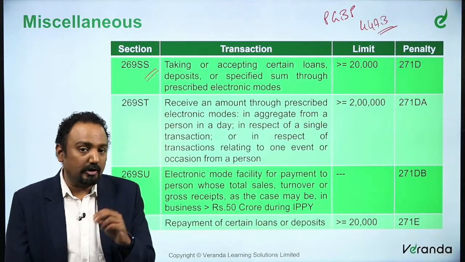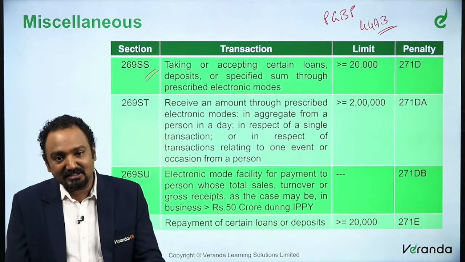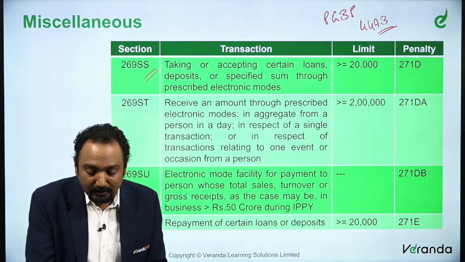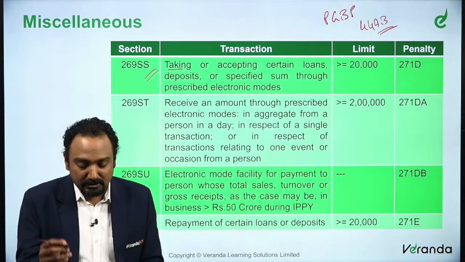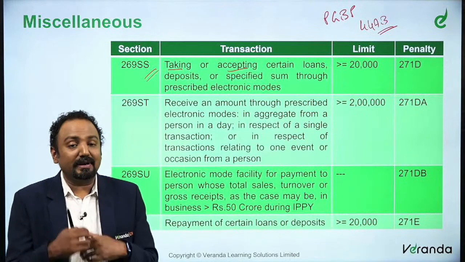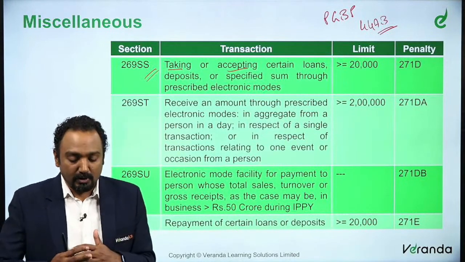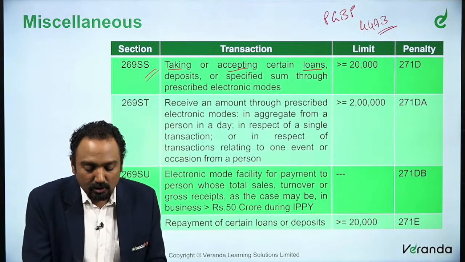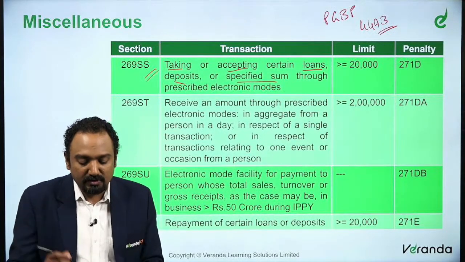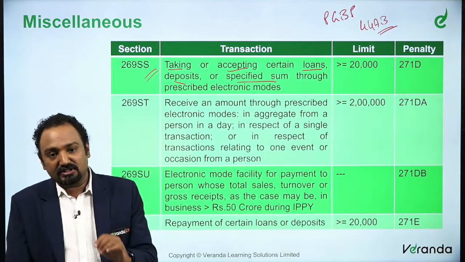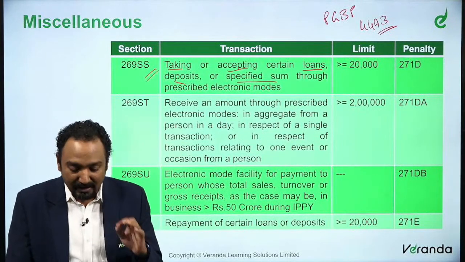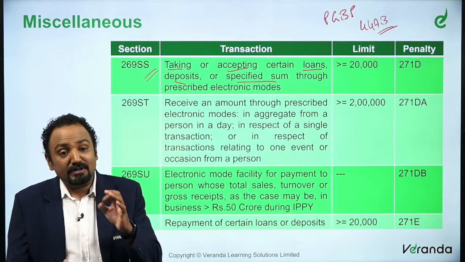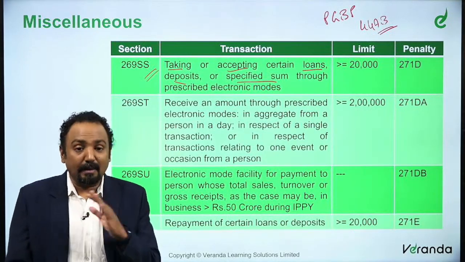The first one that we are going to discuss is 269SS, where we say whenever a loan or deposit is taken or accepted, so you might either take a loan or accept deposits. If you look, there are three words: loan, deposit, and the third is specified sum. Such a transaction, whatever is being taken or accepted, that is your loan, deposits or specified sum, must be through prescribed electronic modes.